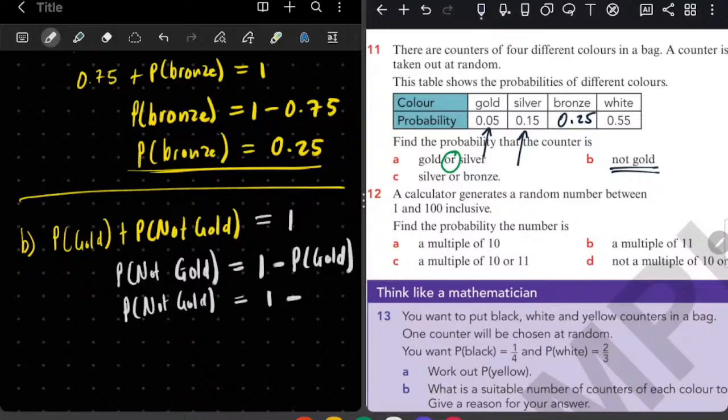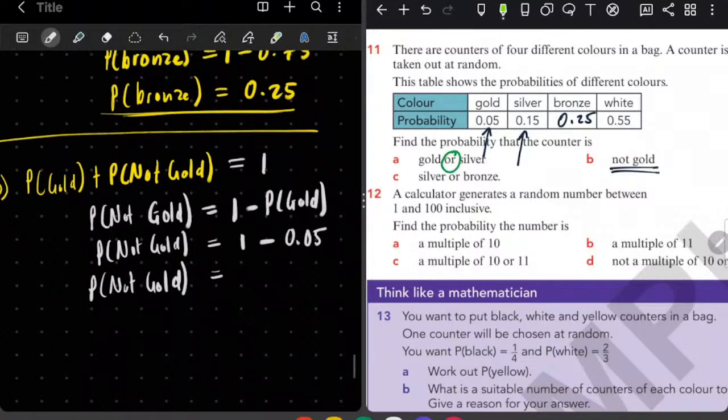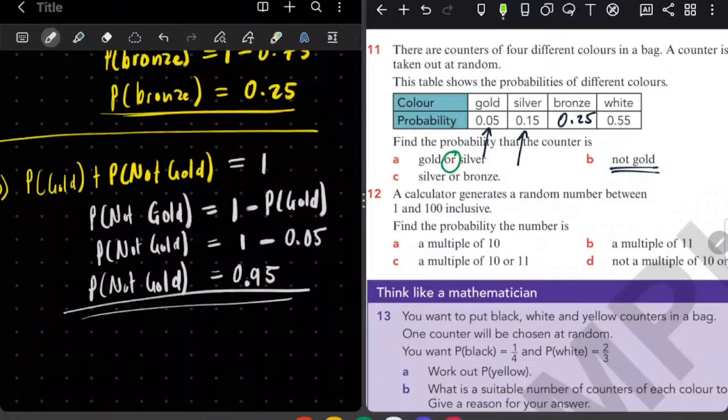From the table, Vic, from the table, 1 minus 0.05, which is going to be, probability of not gold becomes what? 0.95. Well done, Vic. 0.95. So probability of not something is easy, right, guys? It's just 1 minus probability of... You know that probability of not something is so easy.